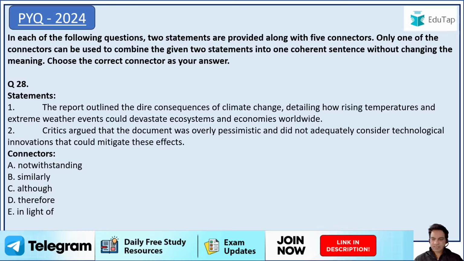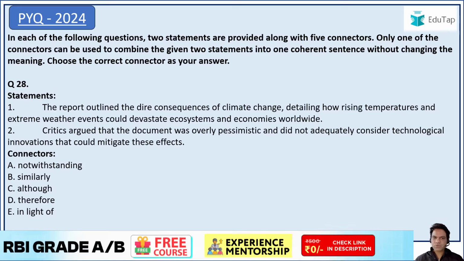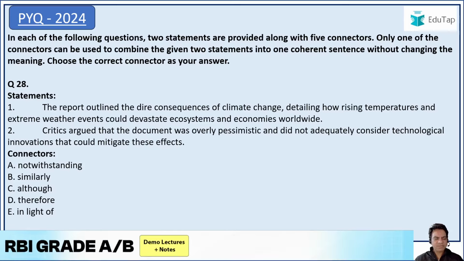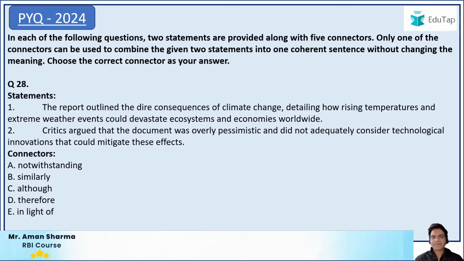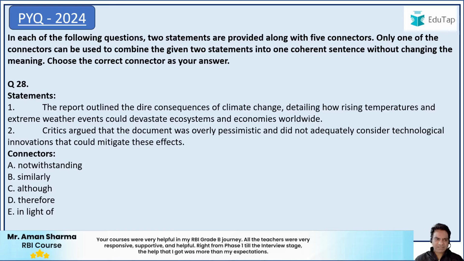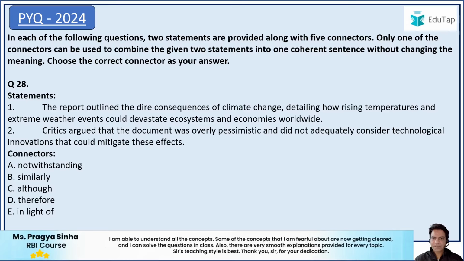All right, next question, new type of question. Let's read the direction. In each of the following questions, two statements are provided along with 5 connectors. Only one of the connectors can be used to combine the given two statements into one coherent sentence. So we have to find the connector, the connecting statement. Two statements are given, which connector can connect them. So we have to read the statements and see which of the options can connect the two statements. Okay, let's read the statements, guys.